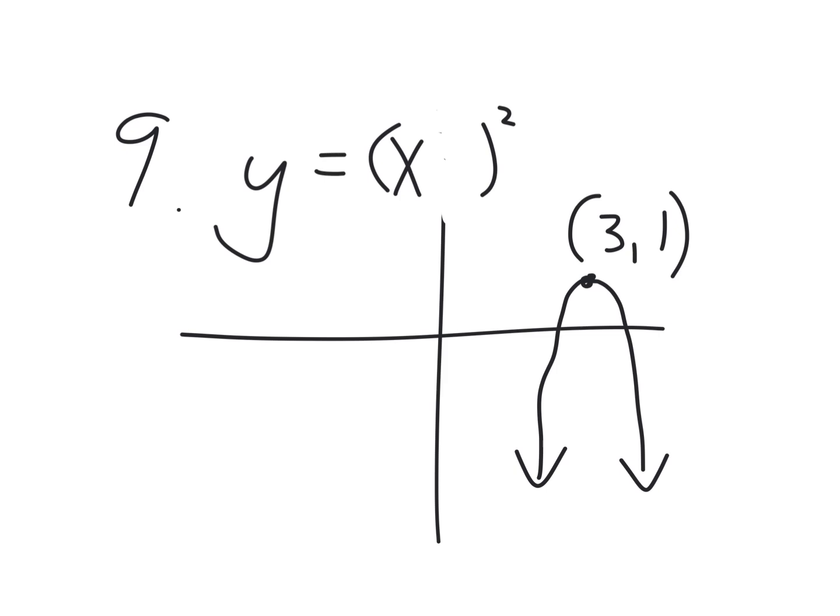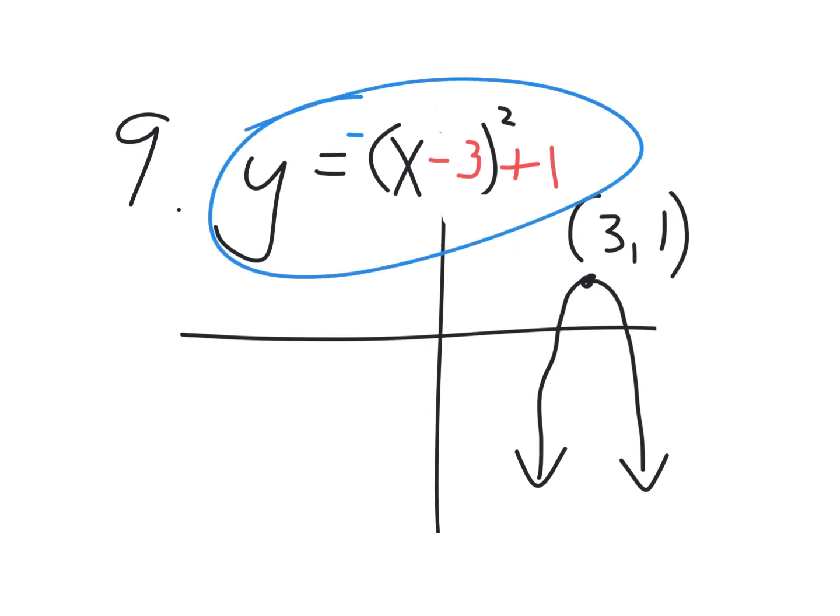Did it move up and down? Yes, it did. Did it get flipped? Yes, it did. So I can go, it moved to the right 3, minus 3. It moved up 1, plus 1. And then it's upside down. So where does the negative, careful, where does it have to be, inside or outside? Outside. And there's my equation for it. See how you can put that together? You knew it was x squared because there's a parabola.